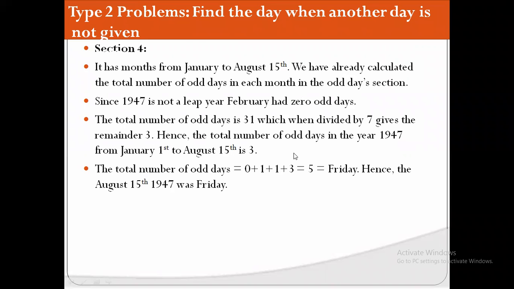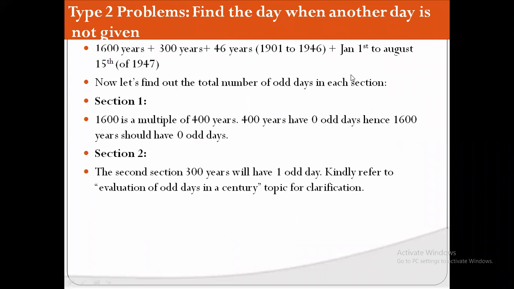So here it is that I have calculated, it's a Friday. So simply again, I'll show you the steps. Finally, we have to find out each and every year: 1600 plus 300 plus 46 years, plus 1st January to August 15th.